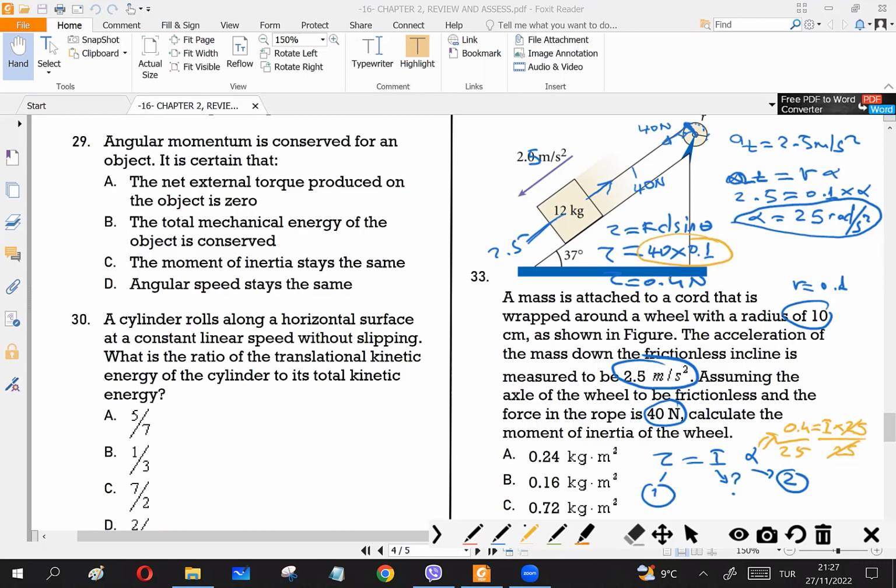Not 40 times 0.1, which is 4. So moment of inertia is 4 divided by 25. It's 0.16. So B is the correct answer.